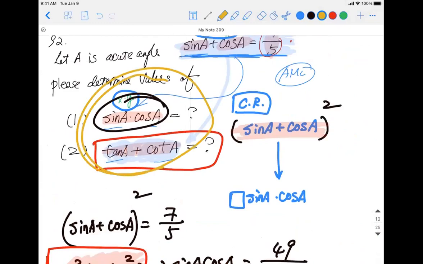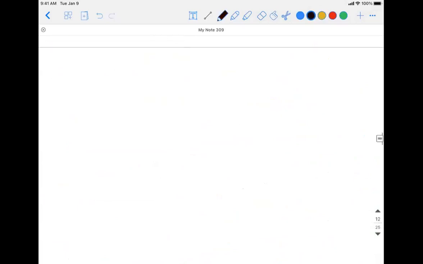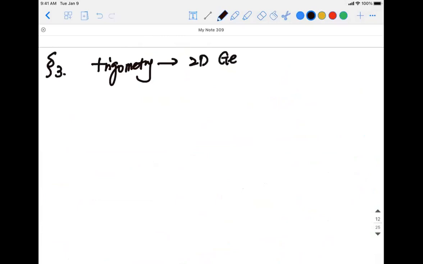One very good application is that it helps you solve some 2D geometry problems. Trigonometry can really help you solve some 2D geometry problems. And as long as you know those approaches, that's going to be very helpful for the 2D geometry problem solving process. So how can I use trigonometry to solve 2D geometry problems? Normally speaking, you need two very important tools. So that's actually our third topic: trigonometry to solve 2D geometry problems.